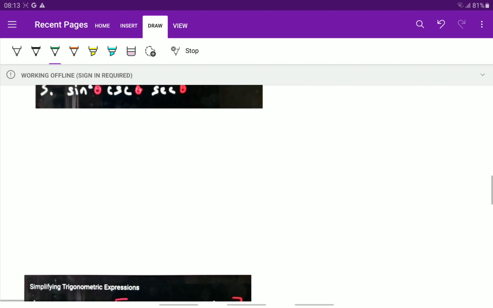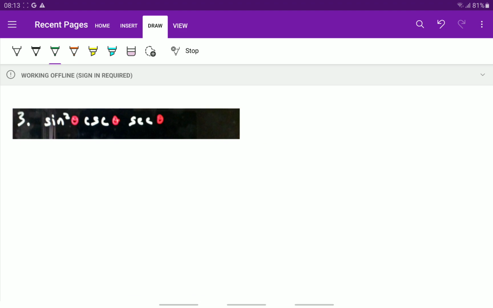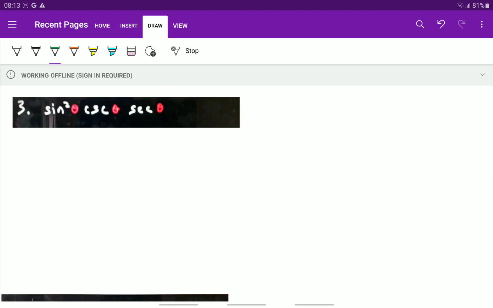But yeah, moving on to the next question. Also, always feel free to pause the question, try it out, and then listen to my explanation. So, sine squared theta into cosec squared theta times sec squared theta. So, these are all multiplication. So, let's write them all down. We don't see any obvious pattern here, right? Sine squared. So, we have to write them all down.